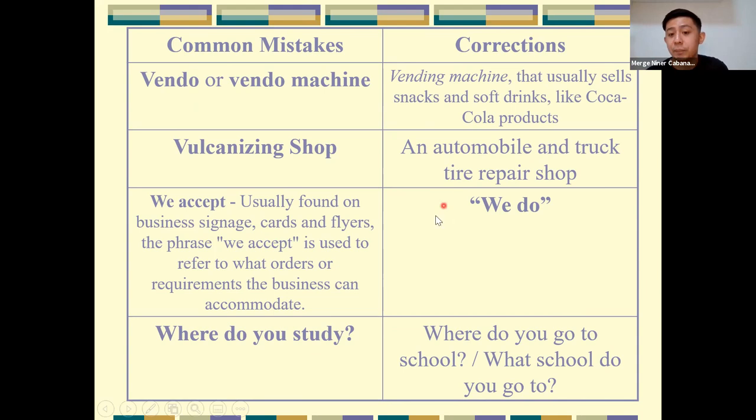That's wrong. Instead of we accept, use the proper term, we do. Okay? Where do you study? It should be where do you go to school or what school do you go to?